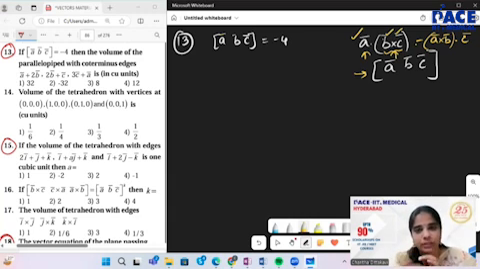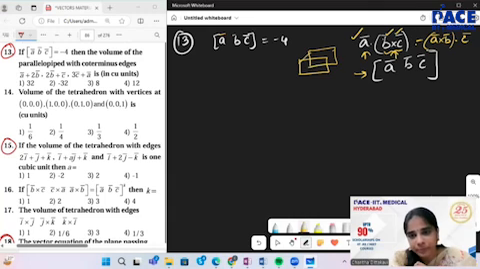The vector components, all these you'll be writing and find its determinant, right? So now coming for what is the volume of a parallelepiped with the coterminous edges. So if you observe a parallelepiped, this is a parallelepiped, right? So what are the coterminous edges?